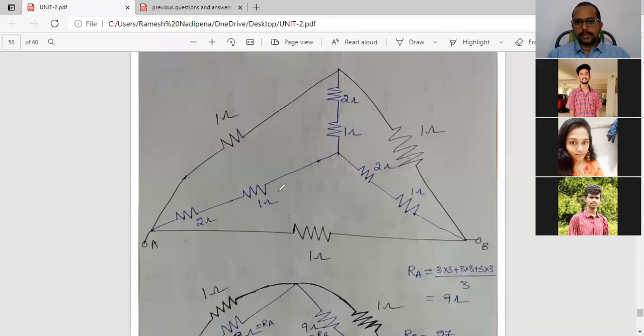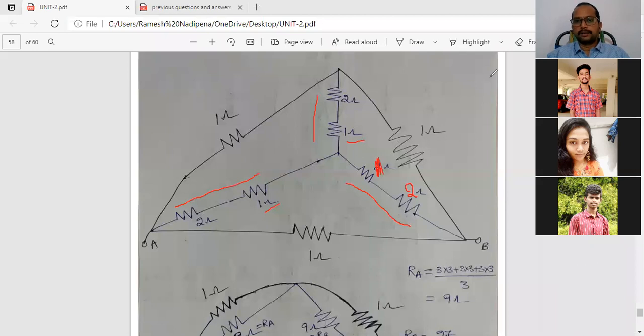Right. So here 1 ohm resistance, 1 ohm resistance. This is also 1 ohm. This one is 2. This is 2. Now these two resistors are connected in series. Connected in series means here 1 plus 2, 3. 1 plus 2, 3.